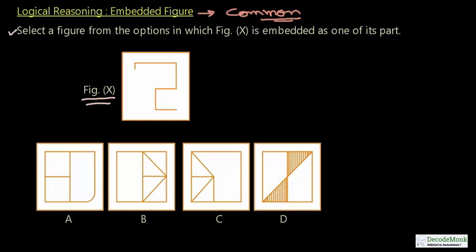Select a figure from the options in which figure X, this is the figure X, is embedded as one of its parts. So there is a figure out of these options A, B, C and D where this question figure is embedded. We have to find that.